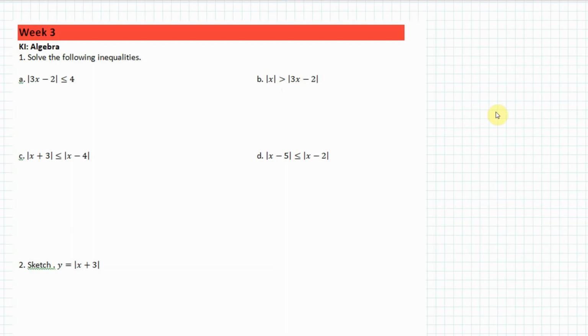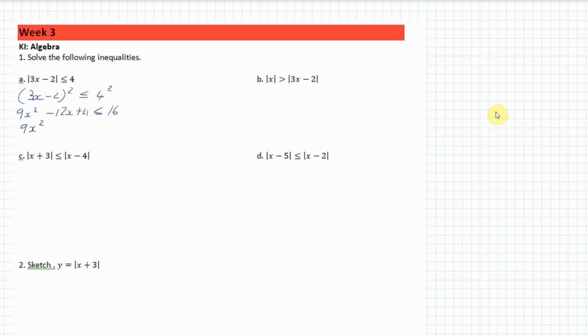So the first one, we've got this modulus inequality. As mentioned in previous weeks, I'm just going to square the modulus. I'm going to square both sides, in fact. And then in the next line, I will expand that out. So I get negative 6, negative 12x plus 4 should be less than or equal to 16. I'm going to bring that 16 across.